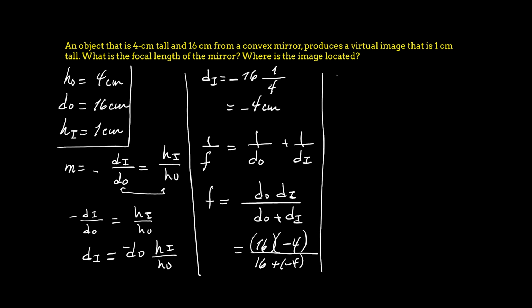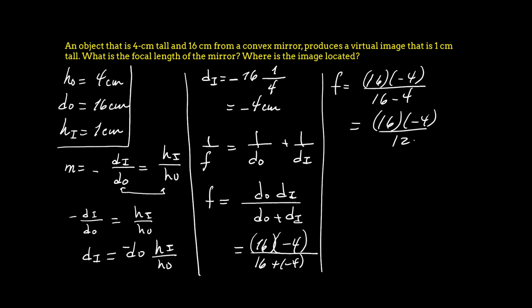All right, so f equals 16 times negative 4 over 16 minus 4, or 12. So 16 times negative 4 over 12. The 4 and the 12 will give me a 3 here. So it's 16 over 3 with a minus. This is roughly 5.333 with a negative. Okay, and then the 3 keeps repeating.